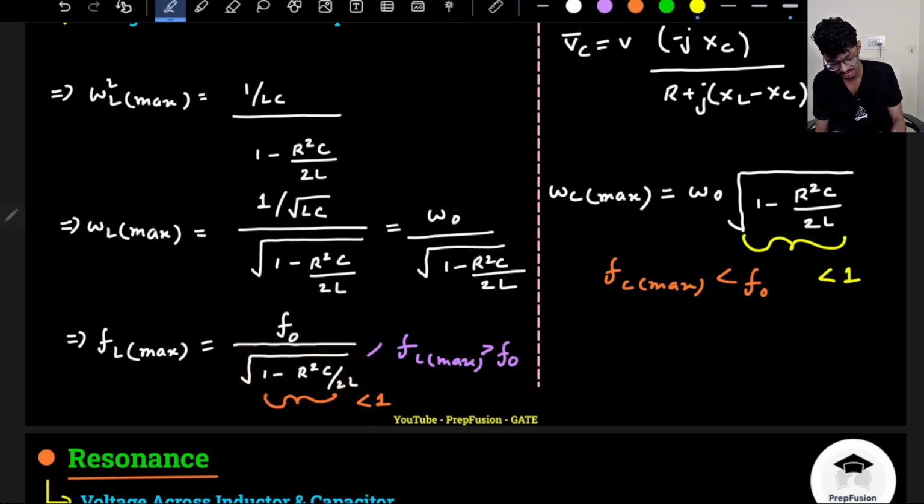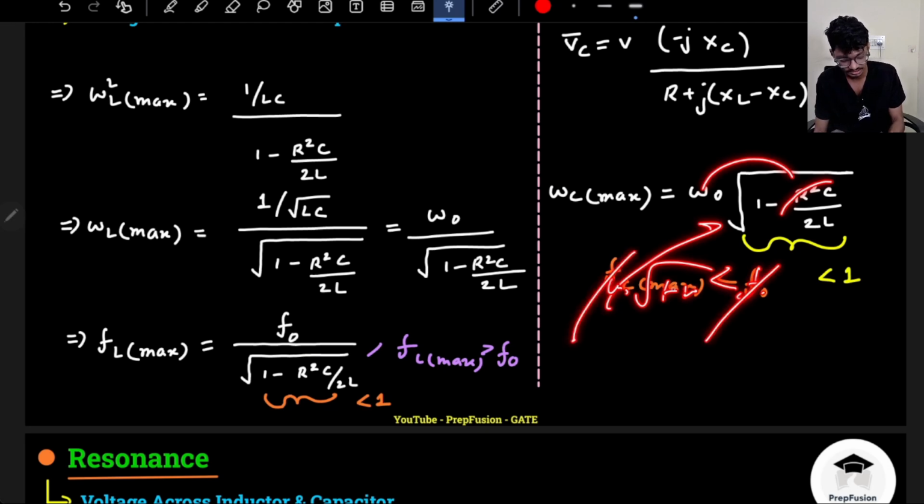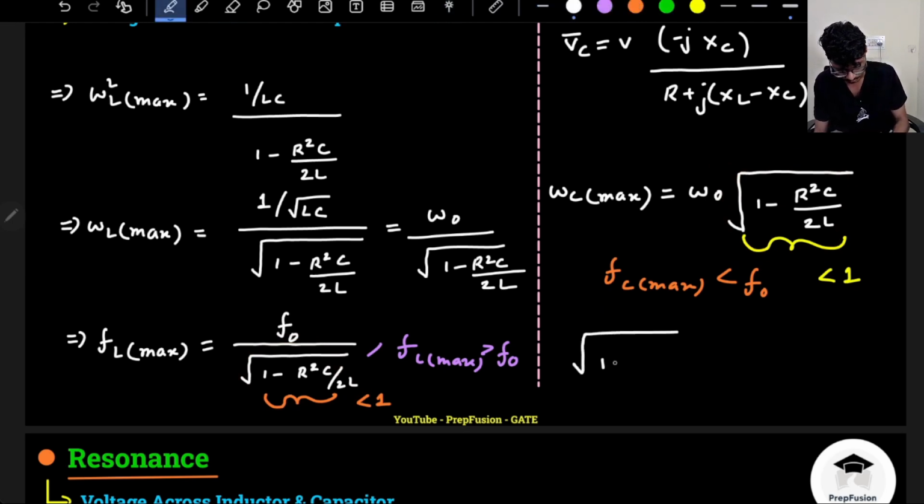Okay, I'm sorry. In this case as well, it has to be less than 1, because FC max is here. If I replace omega naught 1 by √2 minus whatever this value is, it has to be less than F naught. So F naught gets cancelled. So this 1 minus R square 2 by L has to be less than 1. So an MSQ can be framed from this basically, that what is the inequality. So this term will always be less than 1. 1 minus R square C by 12, this always has to be less than 1.